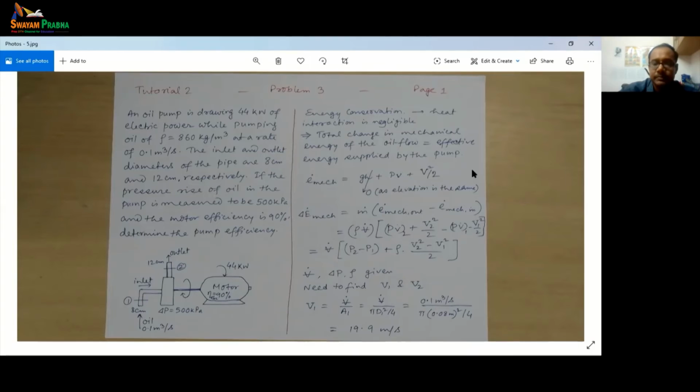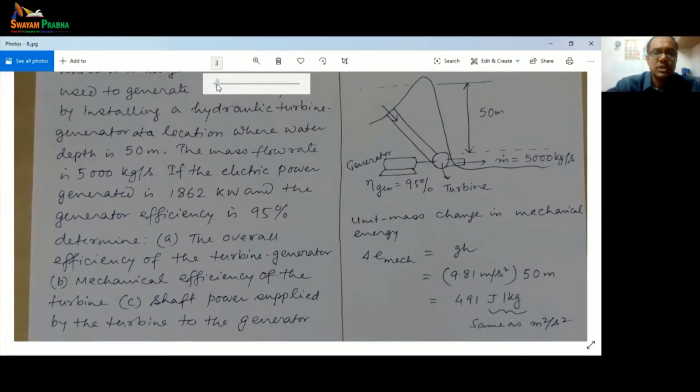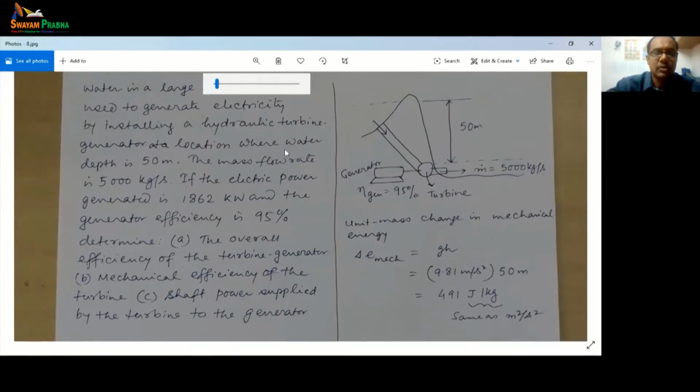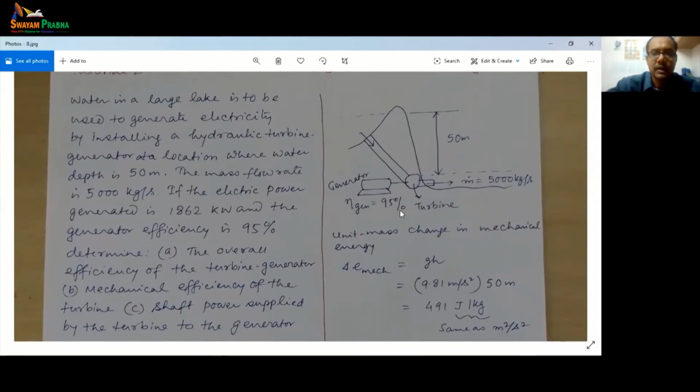Now let's take another problem here, which will discuss some other forms of energy conversion. Okay, so the next problem is: the water in a large lake is to be used to generate electricity by installing a hydraulic turbine generator at a location where the water depth is 50 meters. You can look at the right hand side figure here, which will give you the idea of the physical situation.